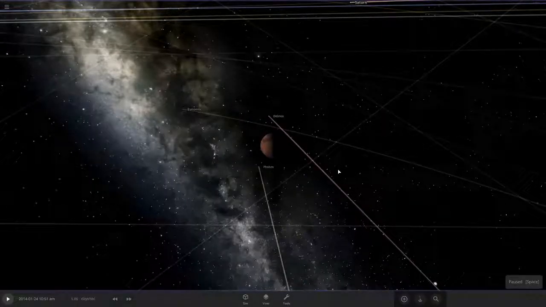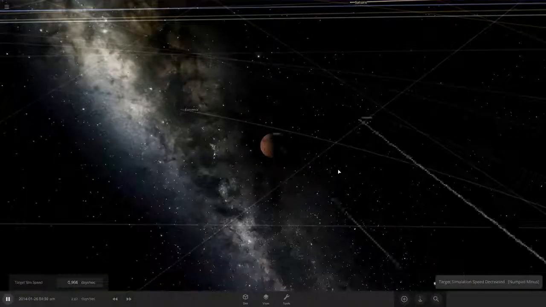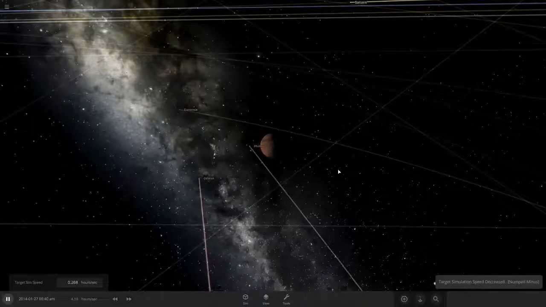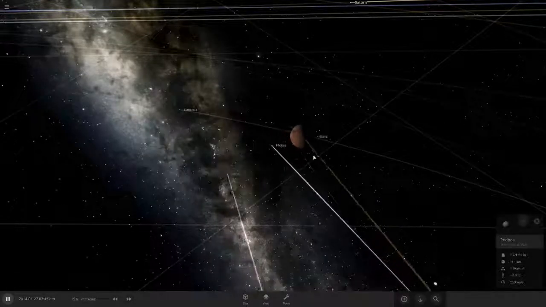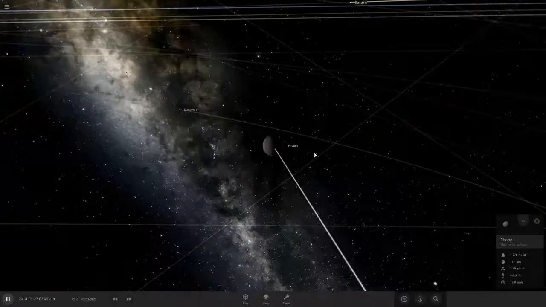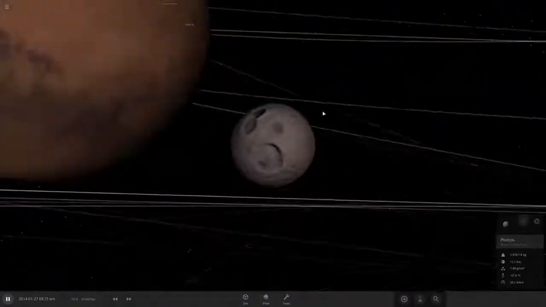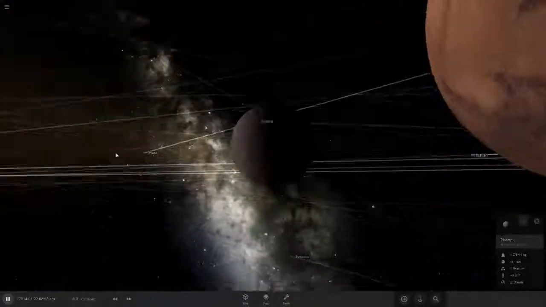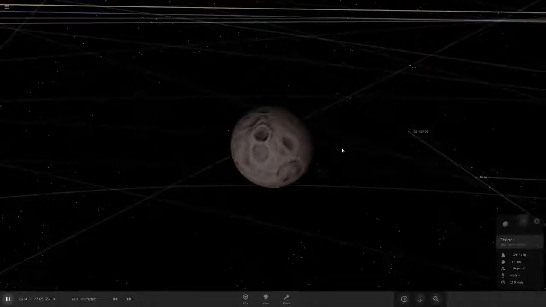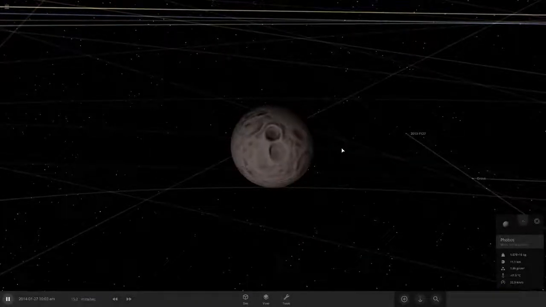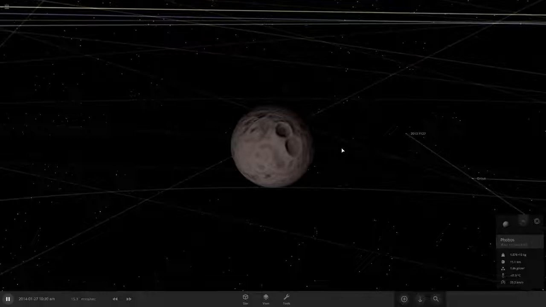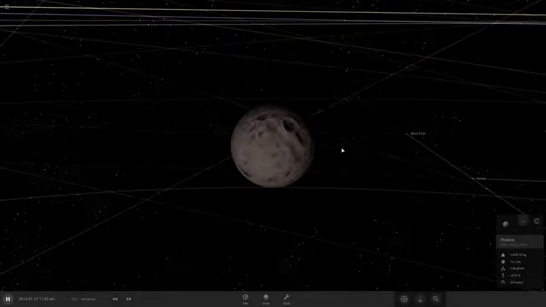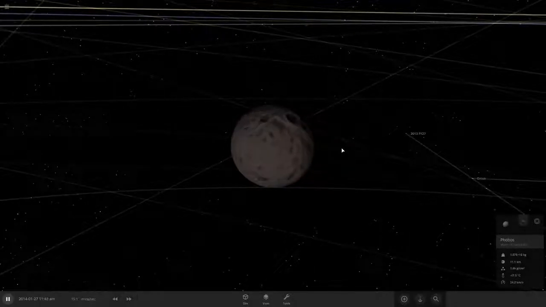Mars. Okay, let's slow the thing down. Speedy Gonzales. Mars's moons are... This is not what this thing looks like. No, it is... Okay, Mars's moons are asteroids. Captured asteroids. They're not round at all.